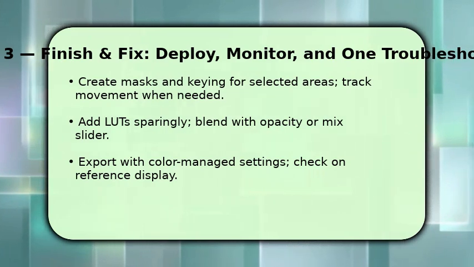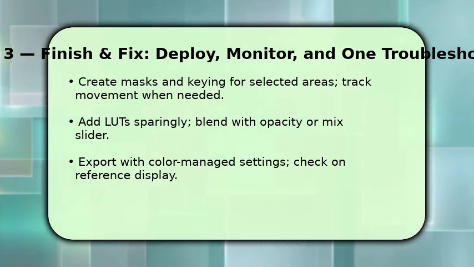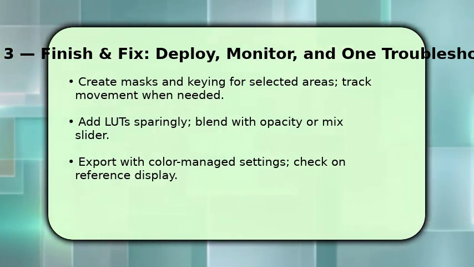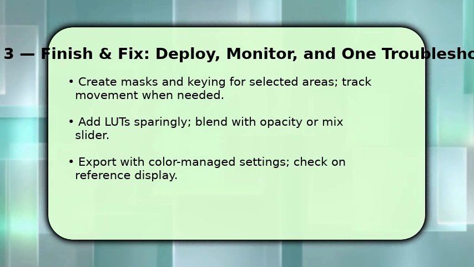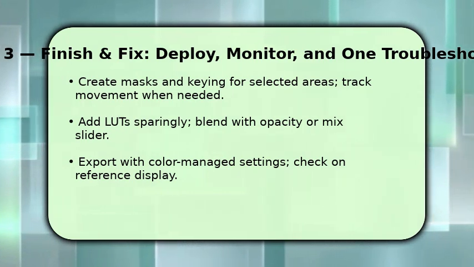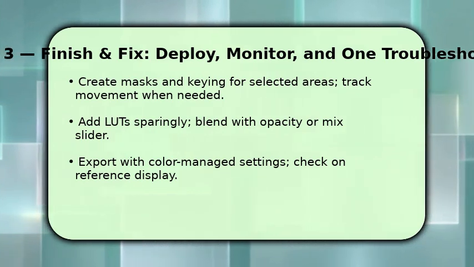Isolate skies, faces, or garments using shape masks or hue/saturation keys, and track the mask if the subject moves. This targets fixes without affecting the whole frame. Then, if you add a LUT, reduce its strength with the mix slider so it enhances rather than overwhelms. Check skin tones on the vector scope.